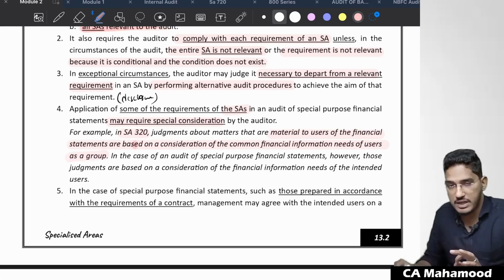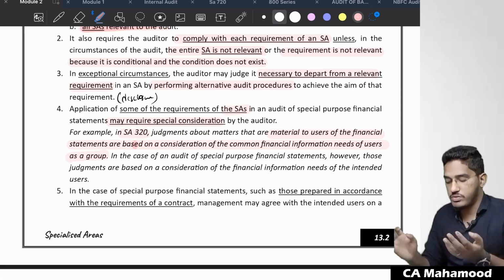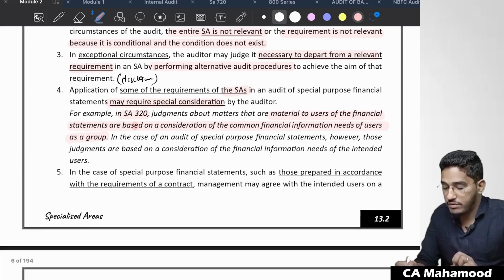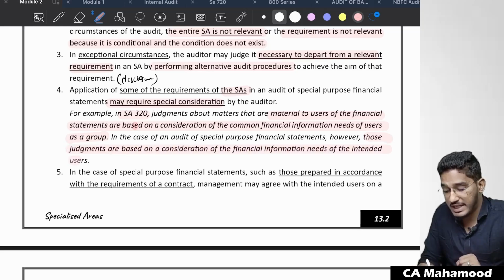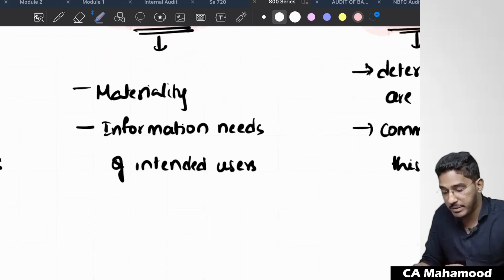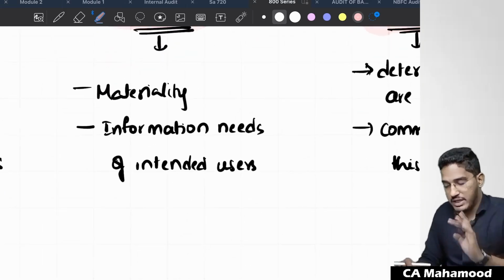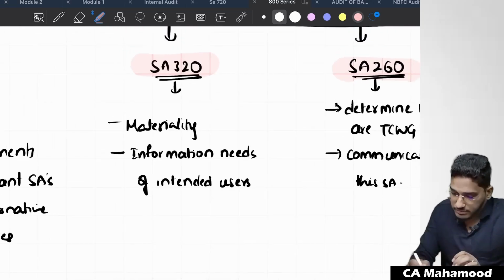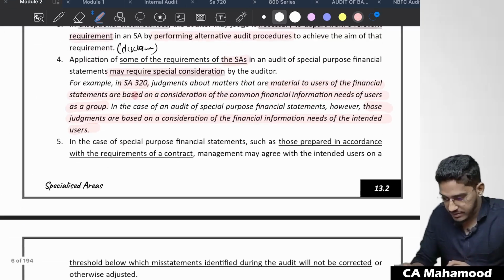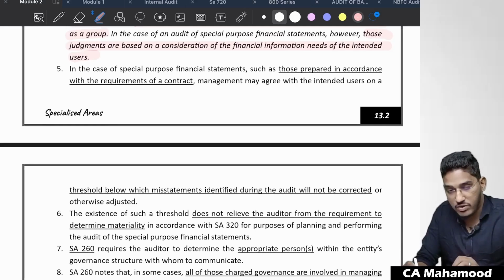In case of general purpose financial statements, we determine materiality considering information needs of all the users. However, in the case of an audit of special purpose financial statements, those judgments are based on consideration of financial information needs of only intended users. That's what I have told. In case of SA 320, we decide materiality, not considering information needs of all users, only considering information needs of intended users.